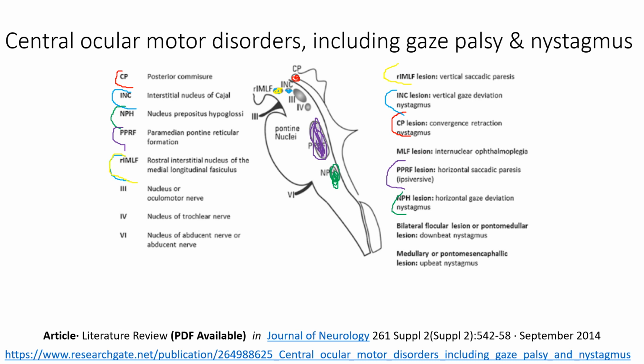And up here, RIMLF lesions, we're going to see vertical saccadic paresis. MLF, vertical conjugate gaze, remember. Cranial nerve 3, I'm going to go for green here, so cranial nerve 3. So we could see the nerve here, and the nucleus is here. Just to orient you here, this is superior colliculus, this is inferior colliculus, and then this is going to be the aqueduct, and then this would be the fourth ventricle.